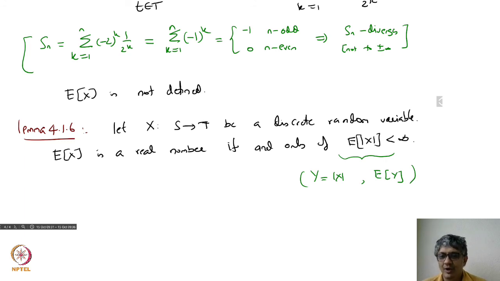So one way should be obvious: if E of mod x is finite, then E of x is finite. But let's try and work out the proof properly. Maybe I'll do one small thing before I discuss the whole thing.